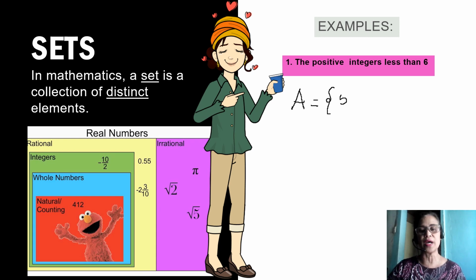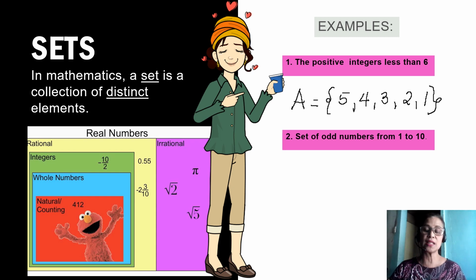So we start with 5 because it's less than 6. 4, 3, 2, until 1 only, because 0 is not positive nor negative, and after 0 are already negative integers. So this is now set A, which is distinct, meaning all the numbers are unique.